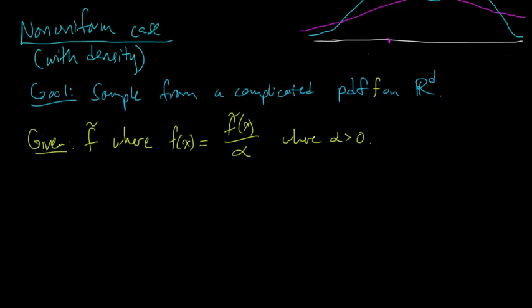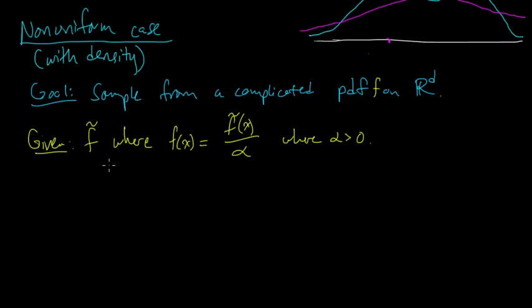And now we're taking a look at the non-uniform case. And we're going to focus on the case when we have a PDF, a density that we're trying to sample from. But this works for discrete random variables also. So the setup is that we're given this function f tilde, which is proportional to the PDF we want to sample from. F is the thing we want to sample from, and it's some super complicated thing.